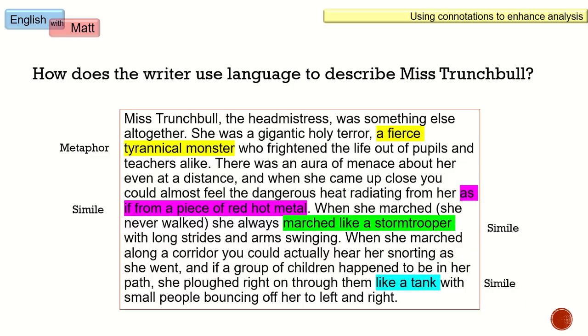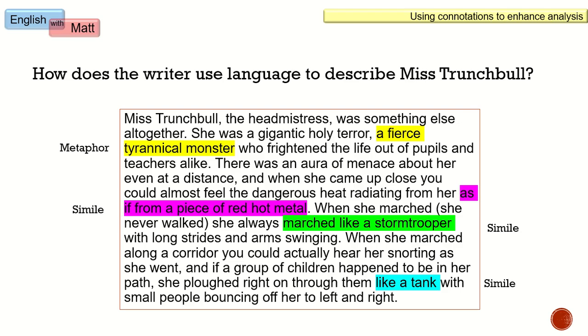But we can also broaden out our analysis here to think about the actual devices. We've got a selection of metaphors and similes because the character is being compared to these things using those two devices. So I've broadened out the analysis here to include more of those words. And this means you can actually talk about the verb marched as well. You can talk about the verb ploughed, even though I haven't highlighted it here. You could talk about the adjective tyrannical or the adjective fierce.